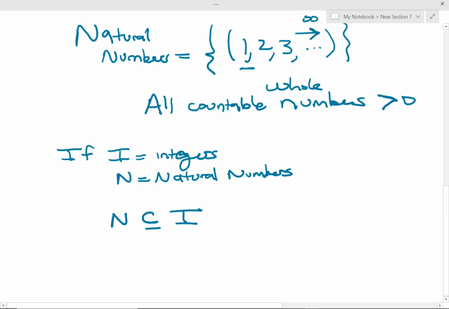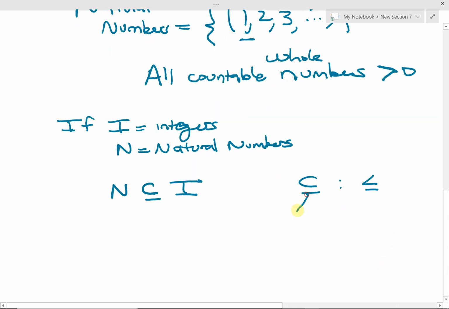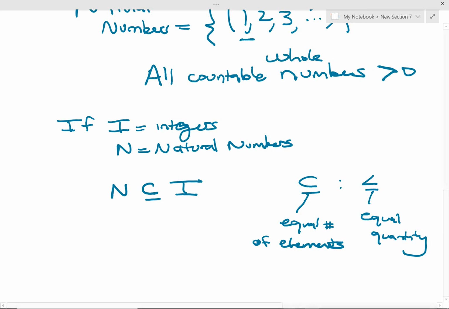Now, subset is analogous to the less than or equal to sign. Notice they're very similar. This implies equal elements, equal number of elements. This implies equal quantity. So these are just elements. They could be colors. They could be any element. In abstraction, this is just a number, a numerical value quantity.